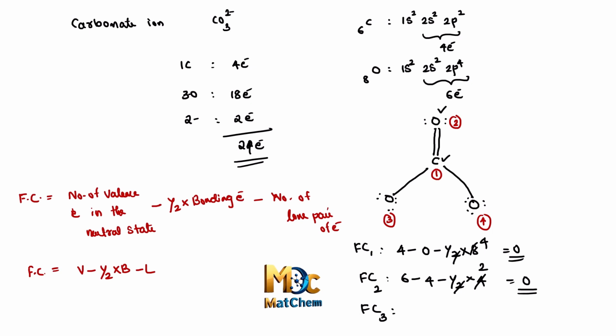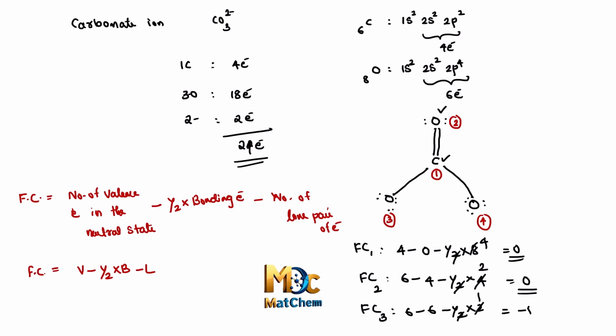Next one, formal charge on the third species, Fc3. Number of valence electrons, that is 6, minus number of lone pair electrons, that is minus 6, minus 1 by 2 into number of bonded electron pairs, that is 2. 2 by 2, that is 1. 6 minus 6, 0, minus 1. So the formal charge on this oxygen becomes minus 1.